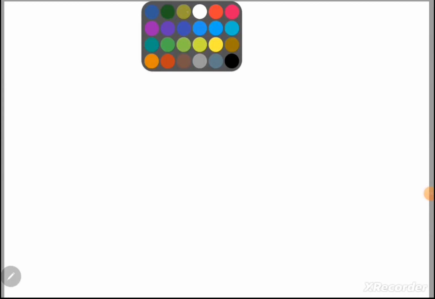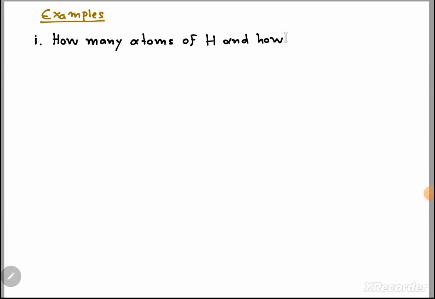Let's study a lot of examples. One: how many atoms of hydrogen and how much mass of oxygen does 4 moles of sulfuric acid contain?